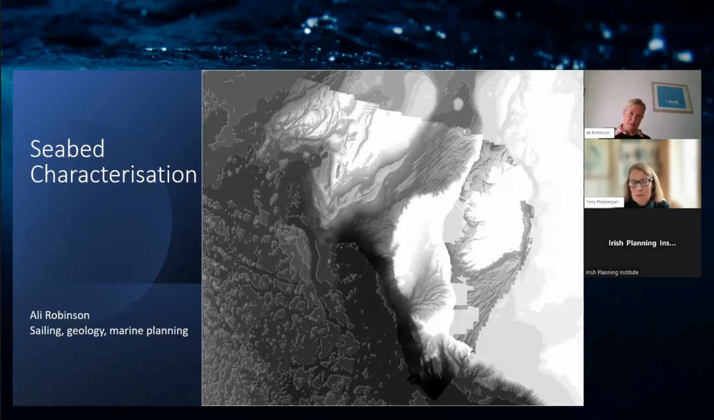And on that point, if we just look at the extents of our sea areas on this image, Ireland is unique in Europe in terms of the unique challenges and unique opportunities it faces in terms of marine spatial planning.